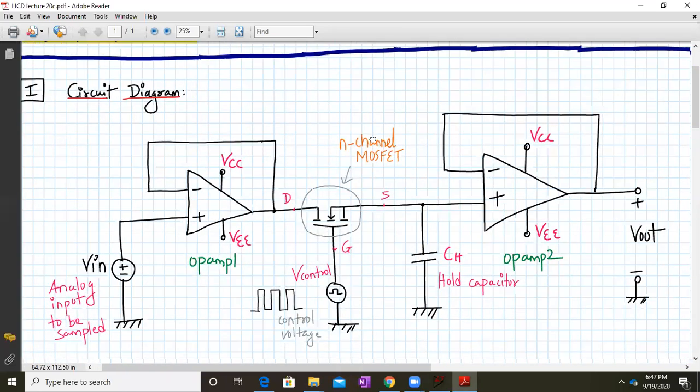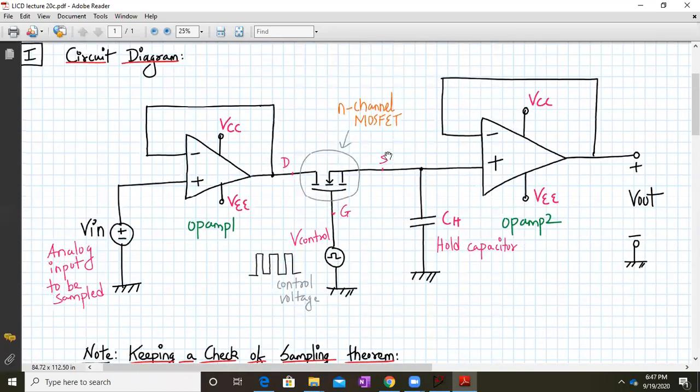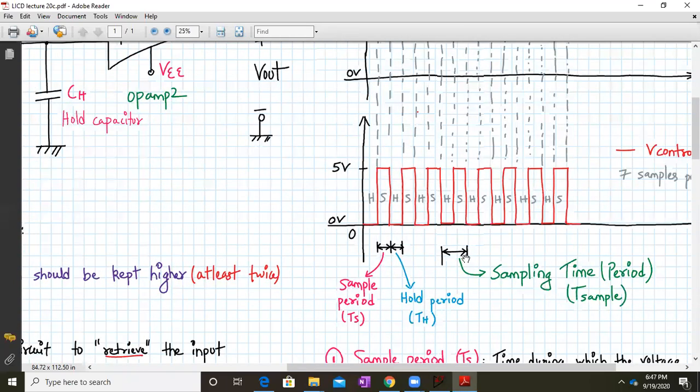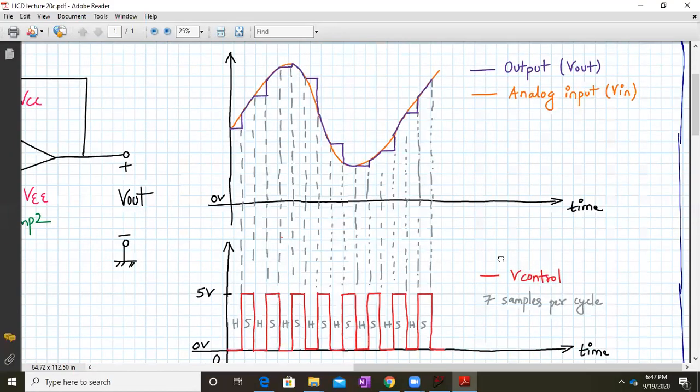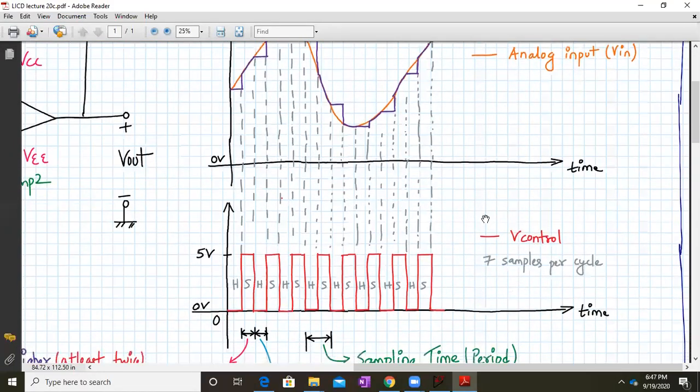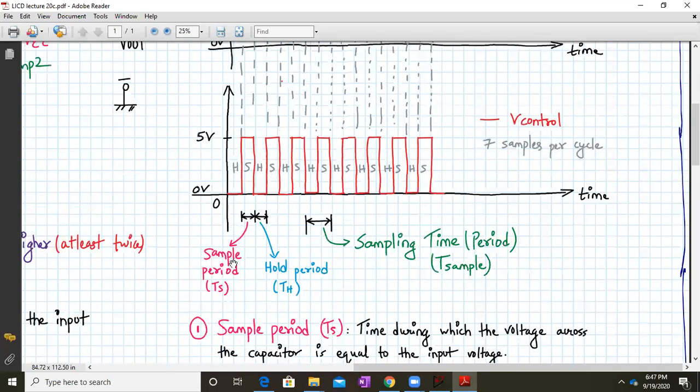So this is my sample and hold circuit. We have discussed it in detail: the working, the sample mode, the tracking mode, the input-output waveforms and the control waveforms. We have also simulated this in LTspice and checked it. And these are my output, the analog input waveform and my control signal. Here we have a sample period, a hold period, and a sampling time period.